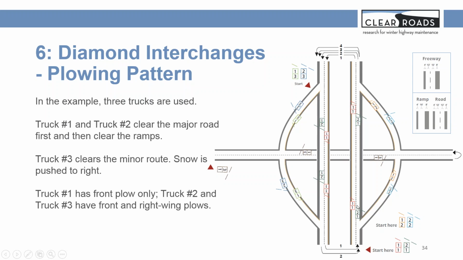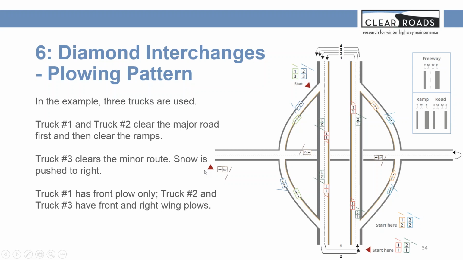So track 1 and track number 2 keep in formation and clear the major roads. Go across and then turn around to the other direction to clear both lanes and also the shoulder. So they finish the major roads. And then they turn around to clear the off-ramp, still keeping in formation, and cross the minor road to clear the on-ramp, and turn around to clear the off-ramp again, and cross the minor road, clear the on-ramp. So that's track 1 and 2.